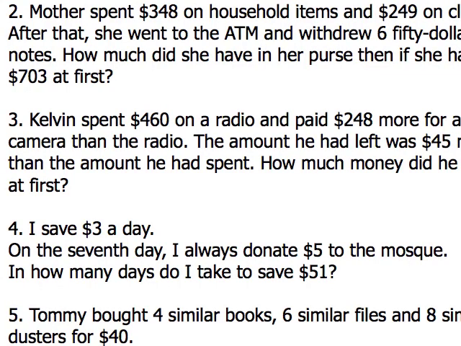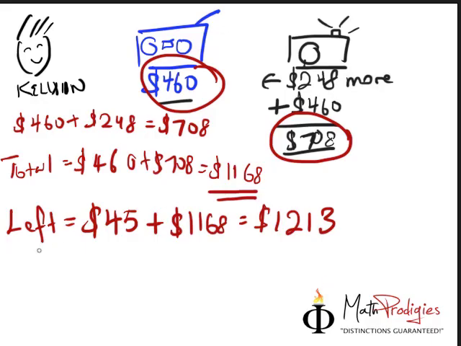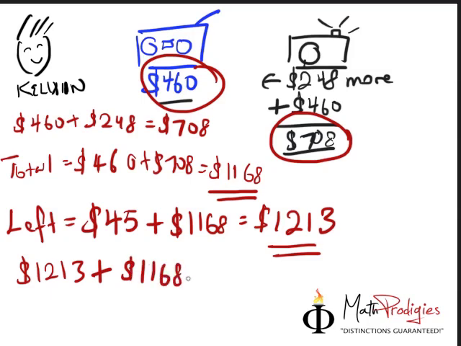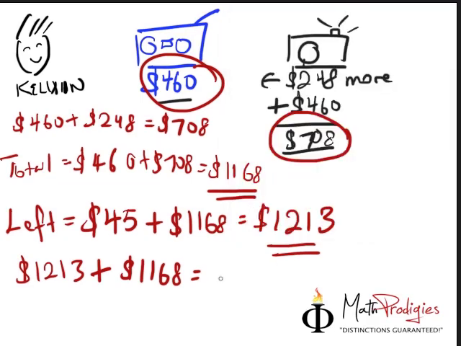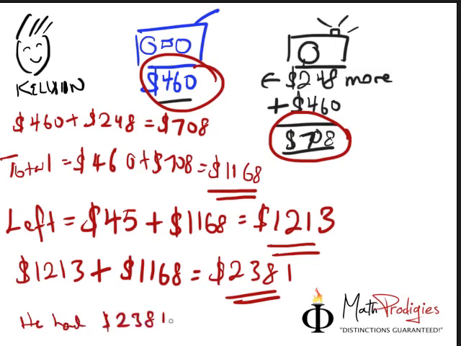Okay, so the question was, how much did he have at first? This is the amount he had left, and this is the amount he had spent. So therefore, at the start, he actually had 1213 plus $1,168, which he already spent, and that will give you the answer of 2381. Wow, he had a lot of money with him at the start. So the final answer is he had $2,381 at the start.